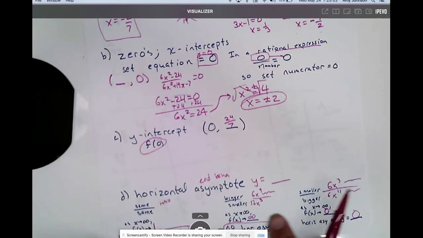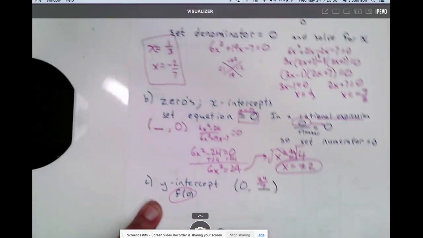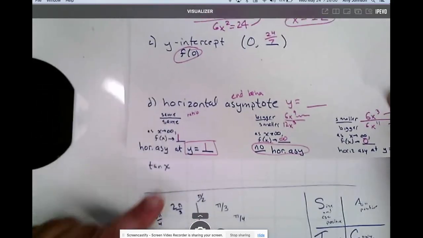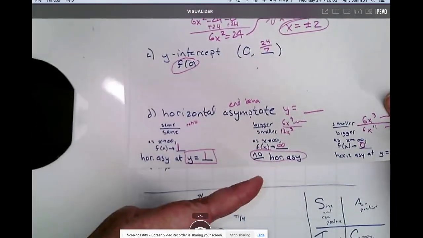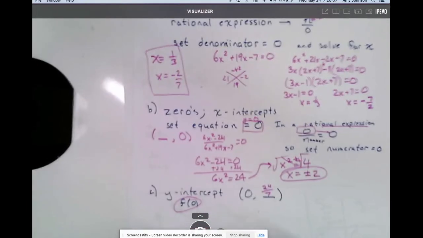You should review your end behavior and horizontal asymptotes. And again, it's easy to look up a video on horizontal asymptotes in rational expressions. Okay, I'm going to pause this and actually I'm going to stop this.